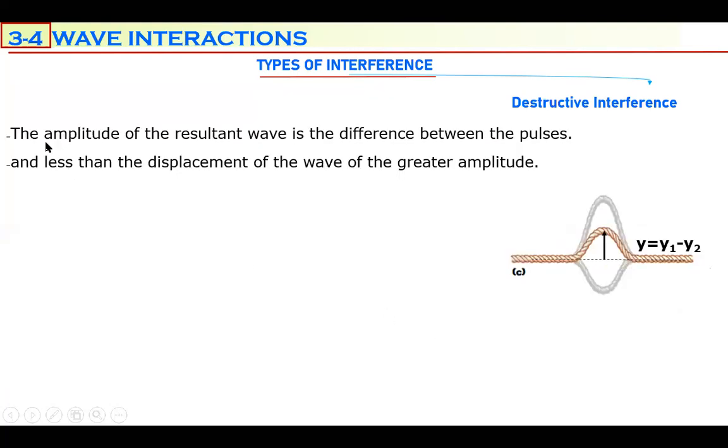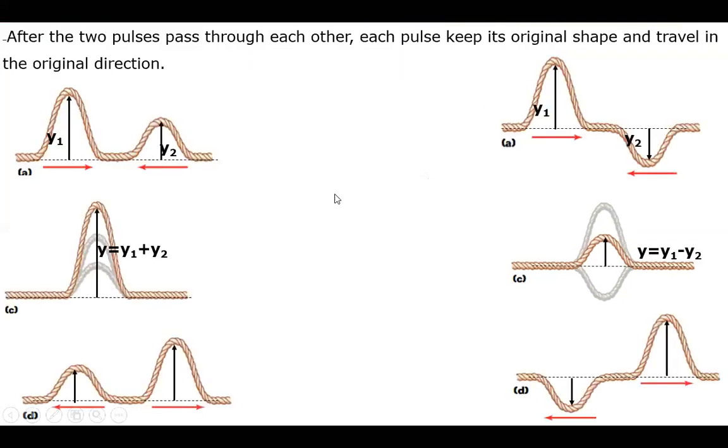The amplitude of the resultant wave is the difference between the pulses, so it is less than the displacement of the wave of greater amplitude. One wave has greater amplitude, the other has smaller amplitude. The resultant will be absolutely less than the greater amplitude component wave. This is destructive interference.